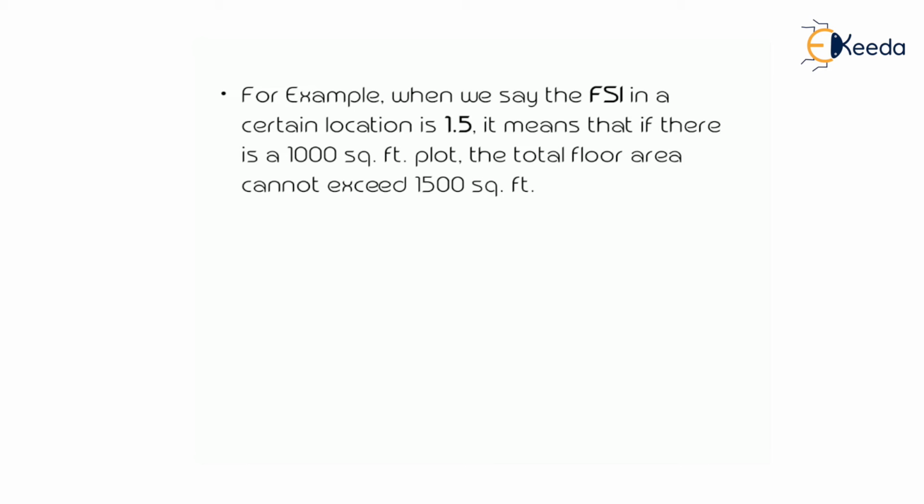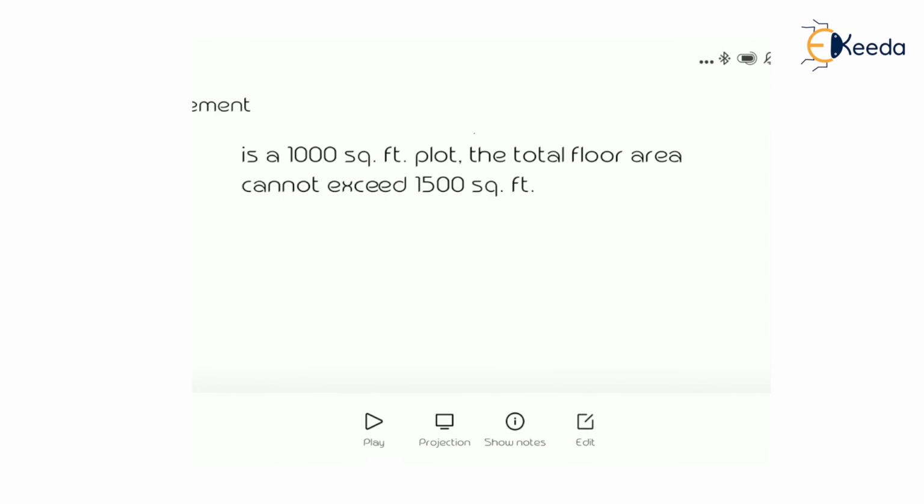Okay, and what is meant by FSI? FSI is nothing but the floor space index. It is the ratio of built up area to the plot area, and FSI is constant for a particular city and zone. According to that, every contractor can construct the building. What is meant by FSI? When we say that FSI in a certain location is 1.5, it means that if there is a 1000 square feet plot, the total floor area cannot exceed 1500 square feet. Okay, I hope everyone understands.